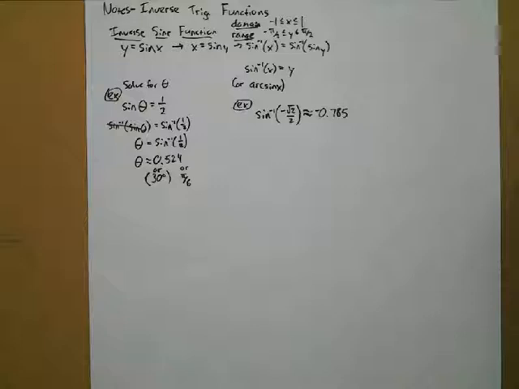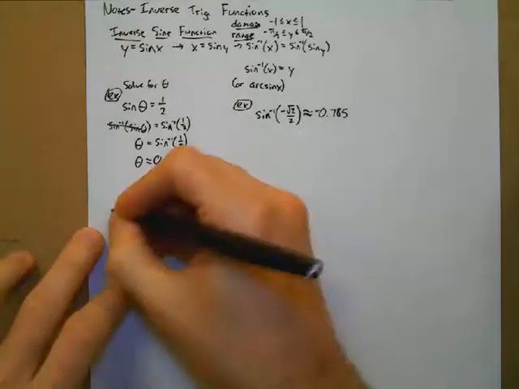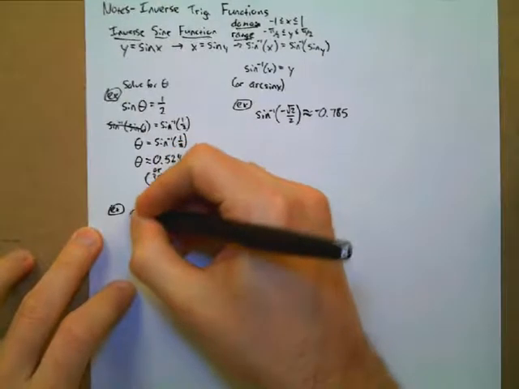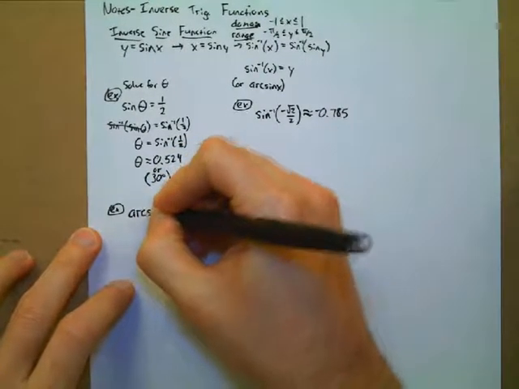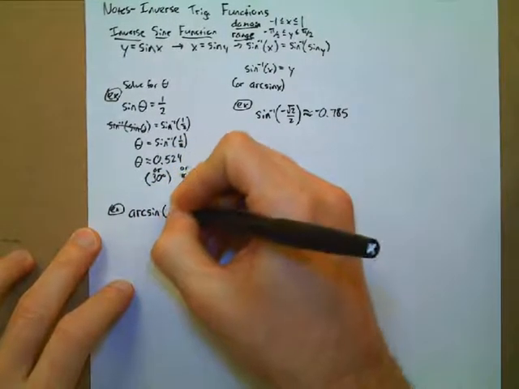So when we go to evaluate something like the arc sine of 2, we go and type that into our calculator, second sine of 2, we get an error.